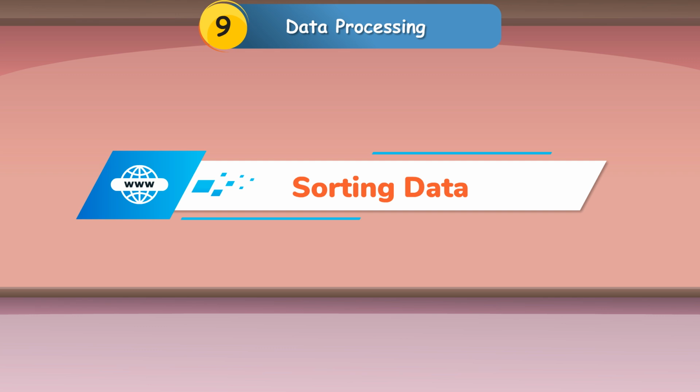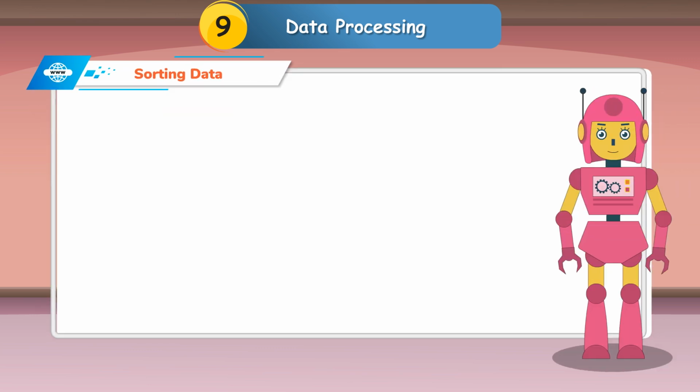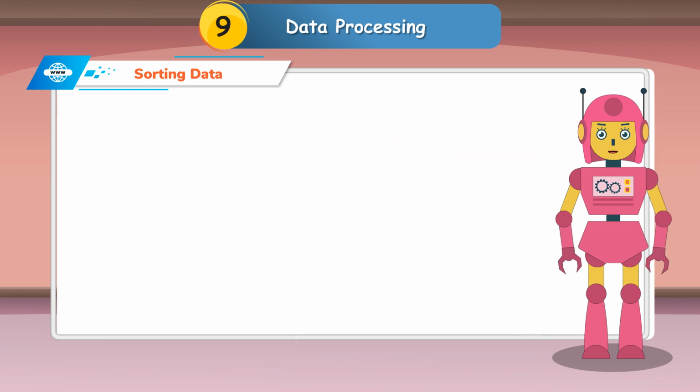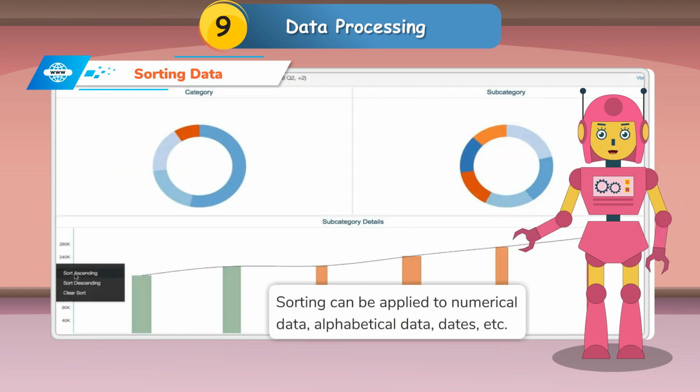Sorting data. Sorting is the process of arranging data in a specific order, usually ascending, smallest to largest, or descending, largest to smallest. Sorting can be applied to numerical data, alphabetical data, dates, etc.